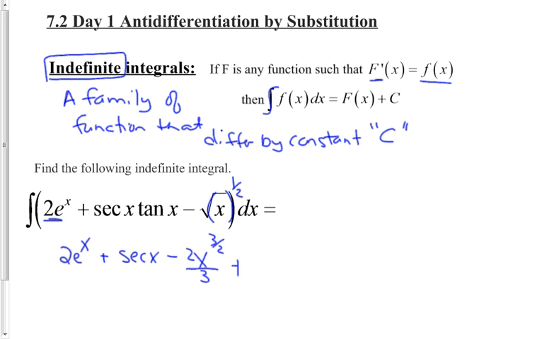And because this is an indefinite integral, we have no bounds on it. We don't have an upper and lower bound. It's indefinite. We've got to have that c on the end.